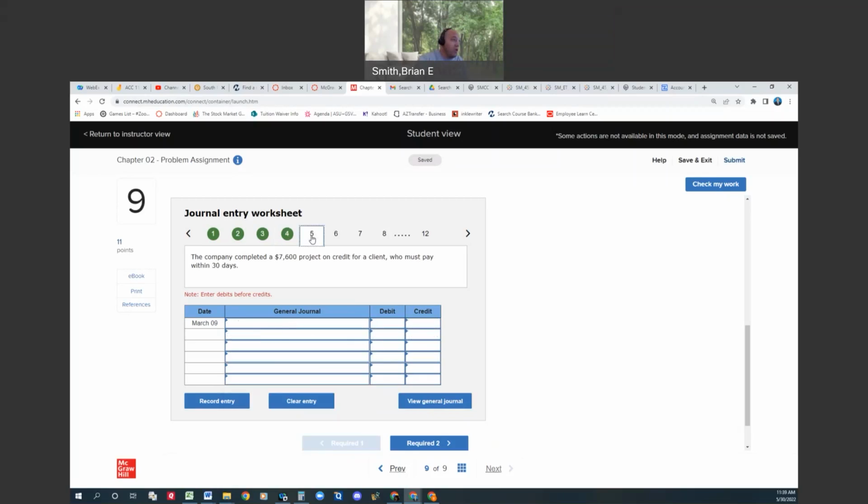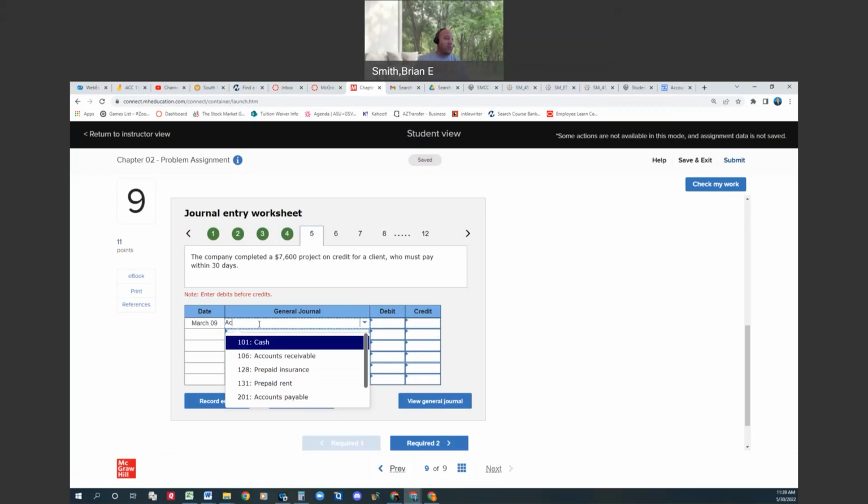Okay, good. Company completed a $7,600 project on credit for a client who must pay within 30 days. We completed it, which means we got revenue, but we didn't get the money. So we've got to do this to accounts receivable for the full amount of the money. And then we're going to do service revenue for $7,600. Now I'm just using my keyboard. You can use your mouse.